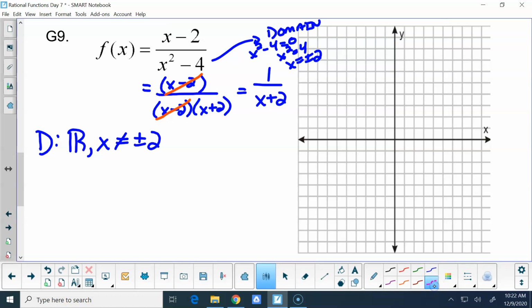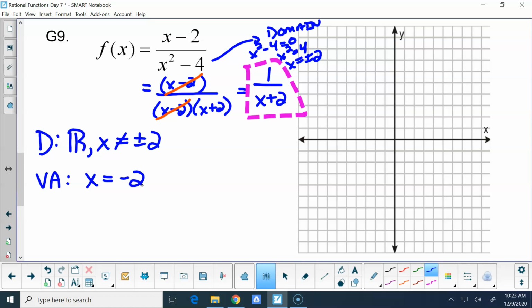Okay. From this point forward, I use the new function as my function for everything else. Domain is the only one where I go back to my original function. From that point forward, I use everything off of my new function. So my vertical asymptote here is going to just be x equals -2. And that's it, because at +2, I'm going to have a hole.